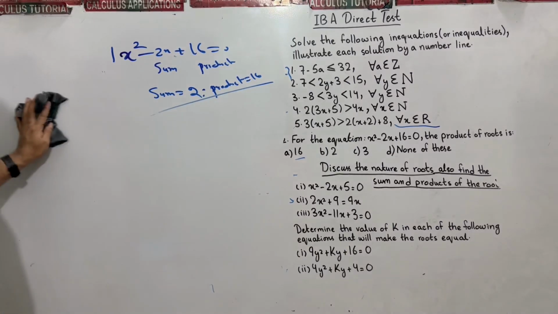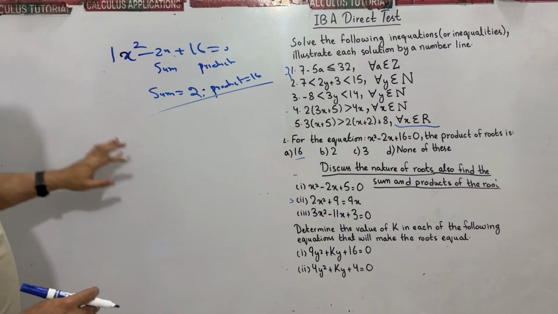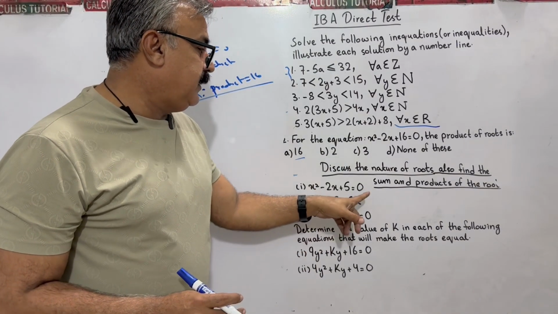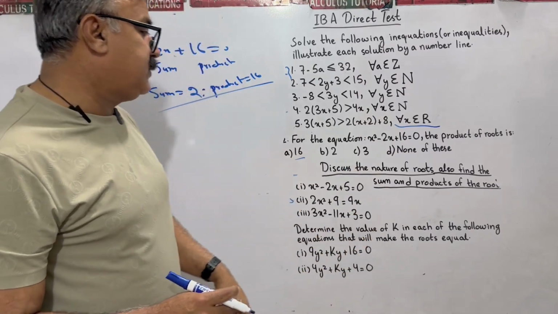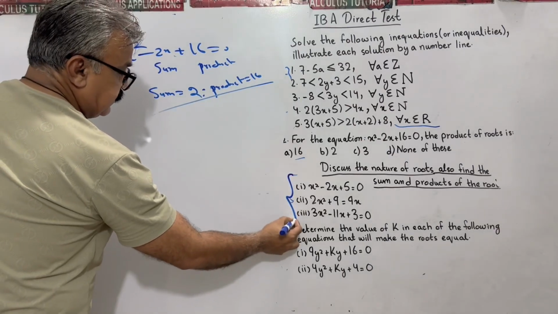In previous papers, 2 to 3 questions are present from quadratics and their roots. Here we have been asked to find the sum and product of the roots, as usual, and also to discuss the nature of the roots. First, find the sum and product of the roots in all these cases.